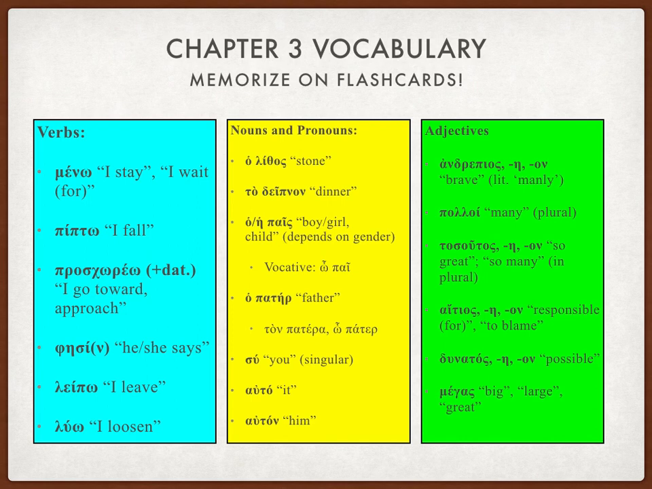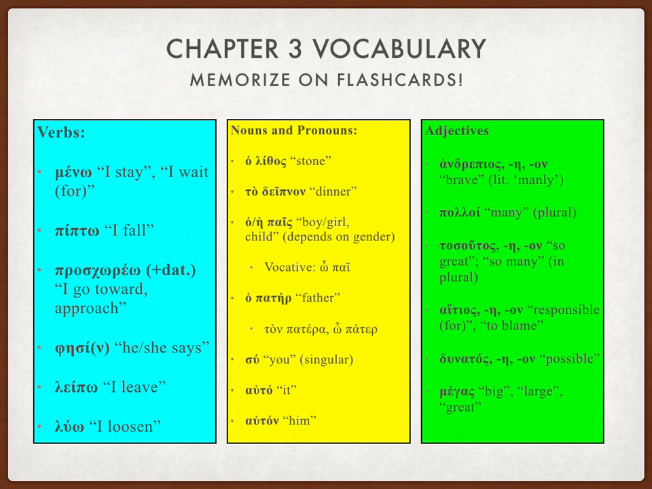Let's go through some nouns and pronouns. A couple important ones. Ho lithos, stone. To deipnon, a neuter noun. Remember, it's neuter, so it's going to look the same in the nominative and the accusative. For dinner, deipnon. Very important word, pais. Ho or he pais. That's what that division there means. Ho pais or he pais can mean either boy or girl, depending on the gender.